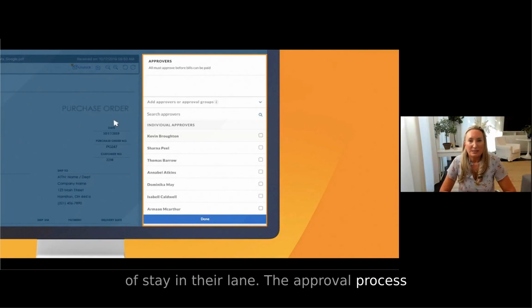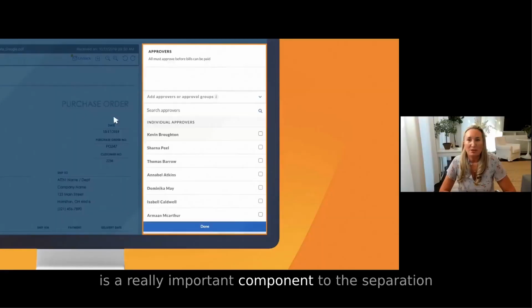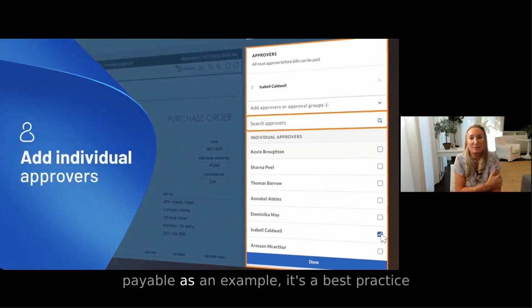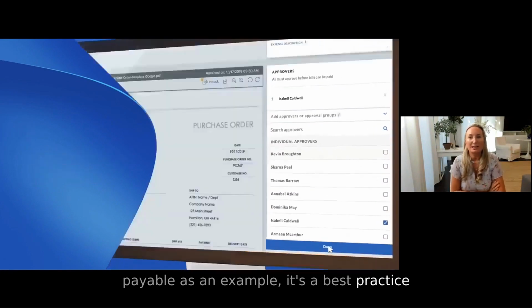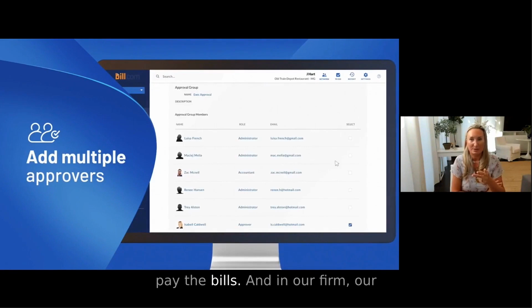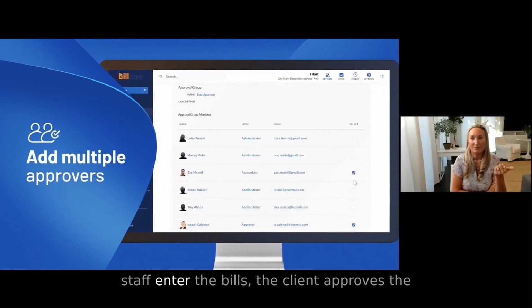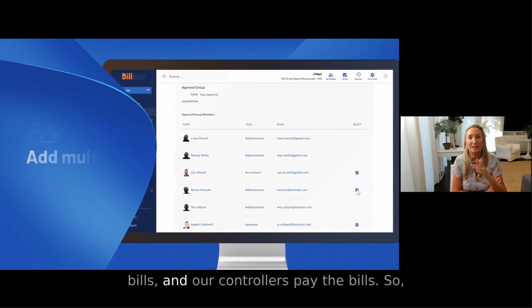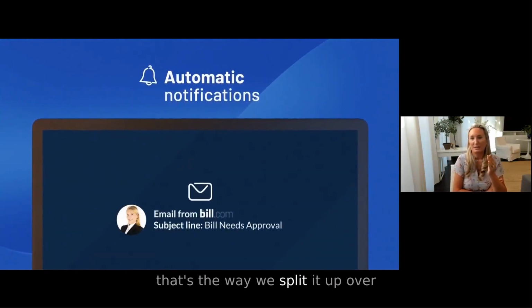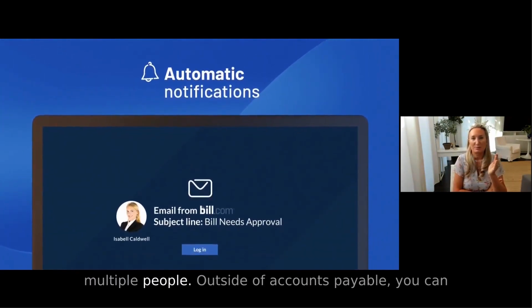The approval process is a really important component to the separation of duties because it puts another set of eyes on things. So if we take accounts payable as an example, it's a best practice to have one person enter the bills, another person approve the bills, and the third person pay the bills. And in our firm, our staff enter the bills, the client approves the bills, and our controllers pay the bills. So that's the way we split it up over multiple people.